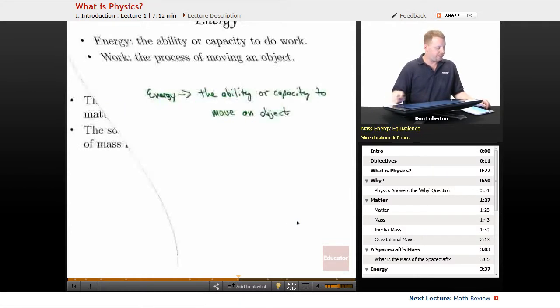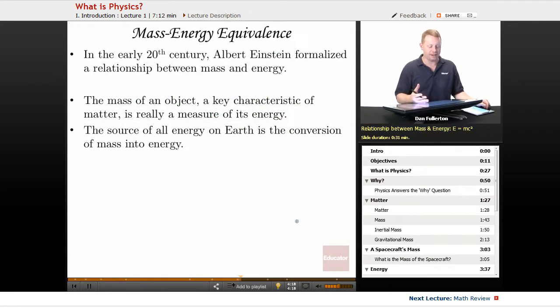Now, in the early 20th century, Albert Einstein formalized a relationship between mass and energy that really brought all this stuff together. And you've probably seen this formula before. E equals mc squared. The mass of an object, a key characteristic of matter, is actually a measure of the energy contained in that object. And there are times when you can convert mass to energy and energy to mass. You can go from one to the other. This was very profound. We also know that the source of all energy on Earth is the conversion of mass into energy. It's where it originates. Try and think of a form of energy that didn't start that way.